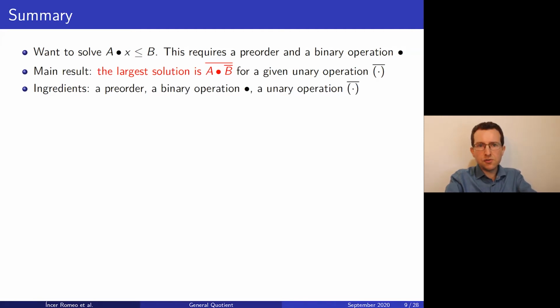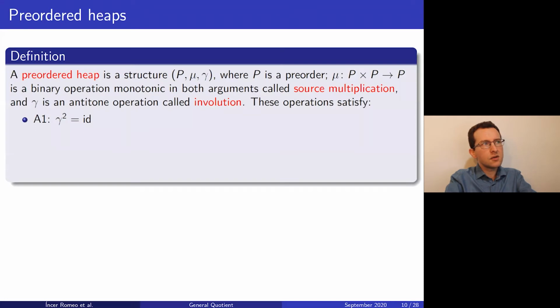This is the algebraic structure we are introducing. We call it a preorder heap. A preorder heap has three objects. It has a preorder P, it has a binary operation mu by the name source multiplication, and it has a unary operation gamma, which is antitone, and this is called involution.